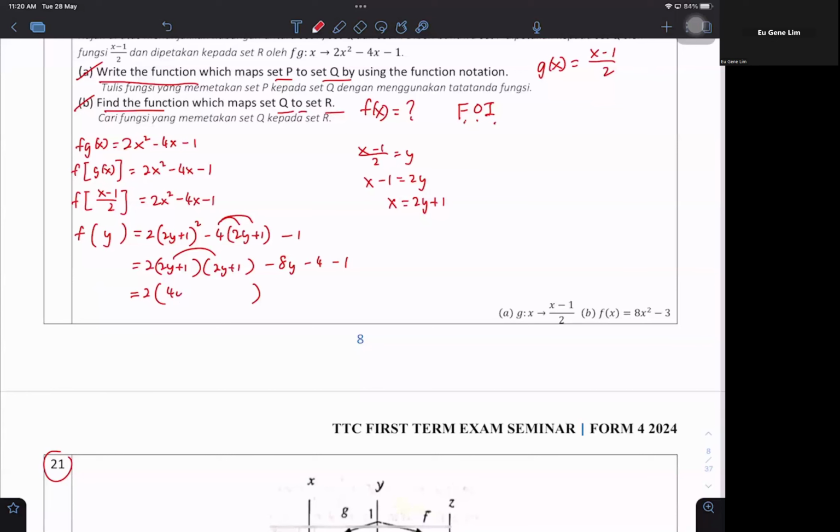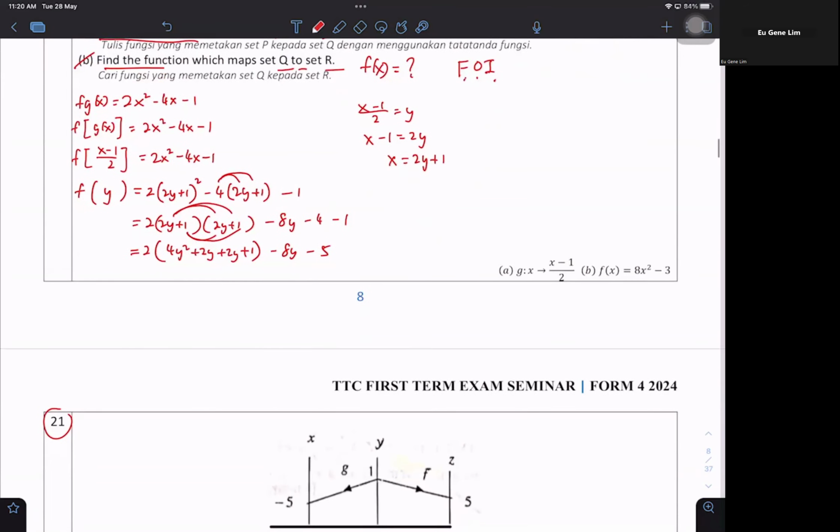2y times 2y, 4y squared. 2y times 1, 2y. 1 times 2y, also 2y. 1 times 1 is 1. Minus 4 minus 1 is minus 5. Just do it step by step. Continue. The 2 also can expand. So 8y squared plus 4y plus 4y plus 2. Just calculate only.